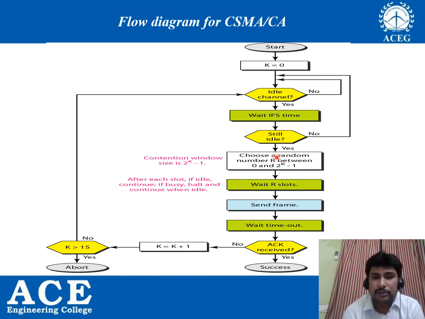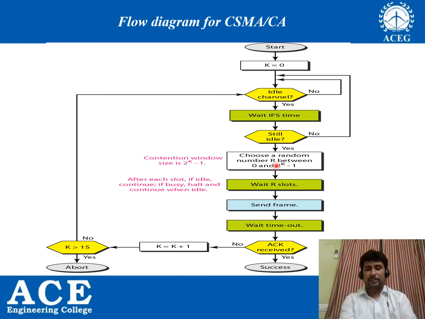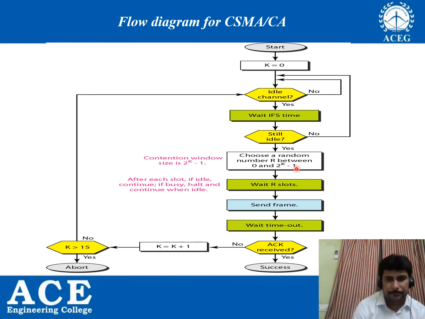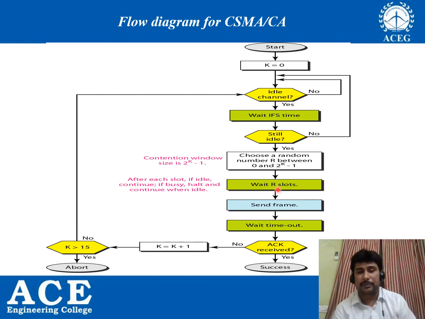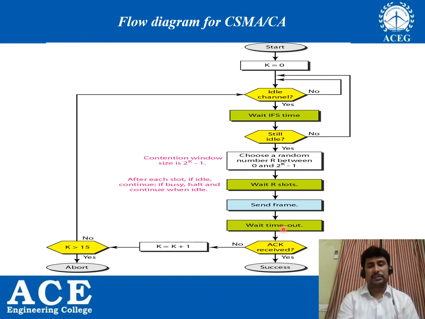Then we pick a random number r between 0 and 2 power k minus 1. k is our attempt number. After this, we determine a wait period by waiting for r number of slots. Once the wait period is complete, we send the frame and wait to receive a positive acknowledgement before the timer expires. If we receive the acknowledgement before the timer reaches 0, it means our transmission is a success.